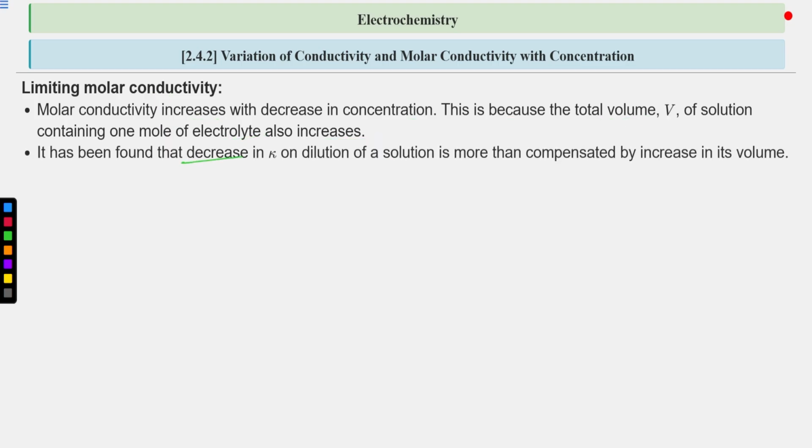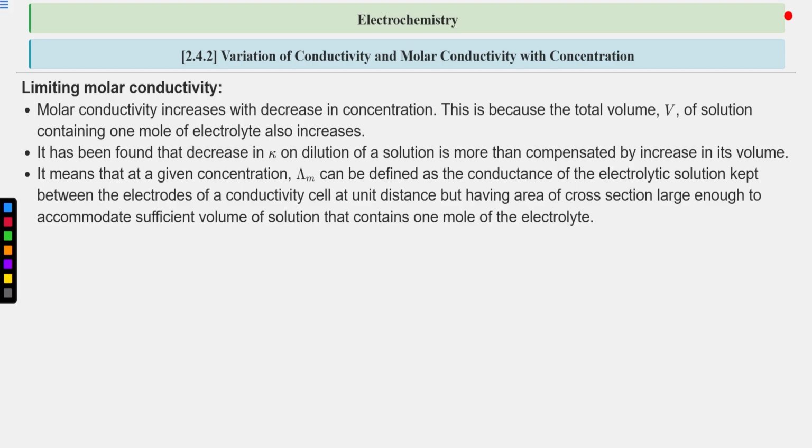It has been found that the decrease in conductivity, kappa, on dilution of a solution is more than compensated by the increase in its volume. When you are diluting the solution, meaning you are adding more and more solvent, the conductivity will decrease, but this is more than compensated by the increase in its volume. Volume is also increasing on the dilution of the solution.